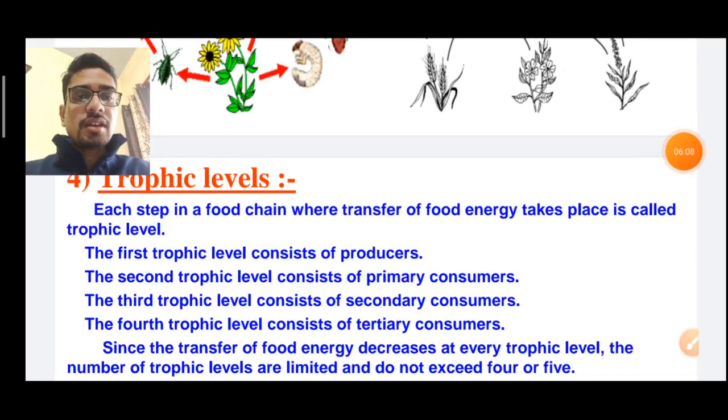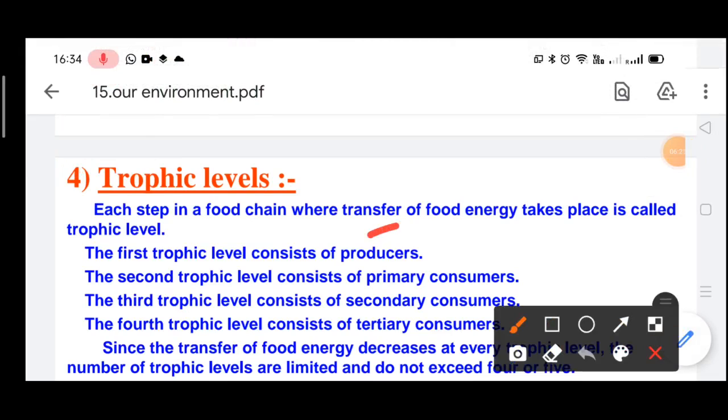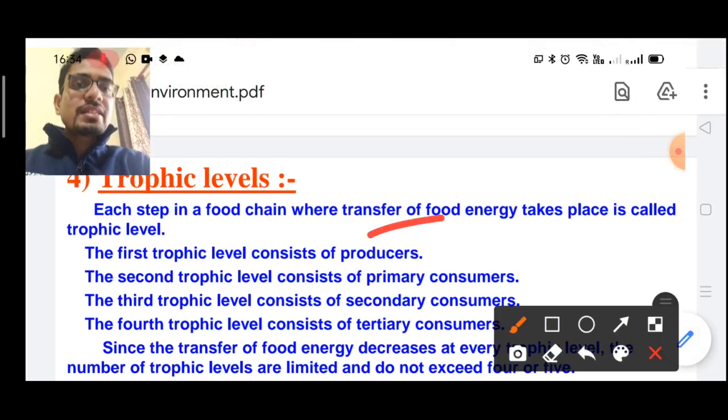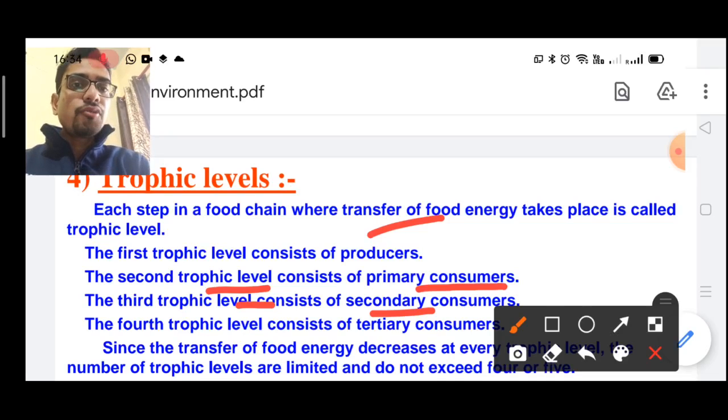What is trophic level? Each step in a food chain where transfer of food energy takes place is called trophic level. So as you know, the first and most important trophic level is plants, because they produce the food. The second trophic level of a food chain is primary consumers, meaning herbivores. The third trophic level consists of secondary consumers, meaning those animals which eat herbivores. And the fourth or fifth trophic levels include tertiary and quaternary consumers, which are bigger carnivores.